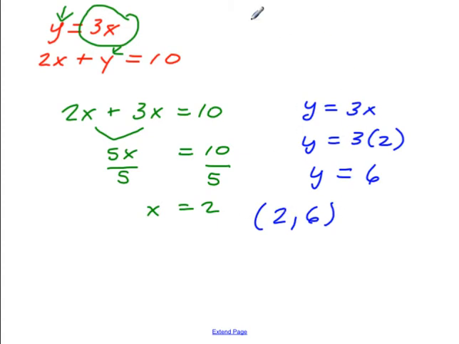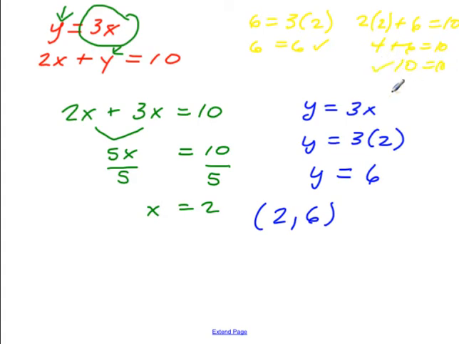and I can check my work by plugging those values in. I can say y equals 6, and if x equals 2, then 6 equals 3 times 2, which is 6, so that's true. And I can plug it into the other one and say 2 times 2 plus 6 should equal 10. So 4 plus 6 equals 10, so 10 equals 10, so that is also true.